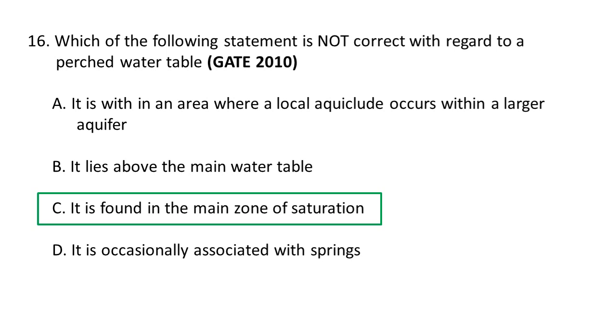So this is not correct with regard to the perched water table, whereas the perched water table is within an area where local aquiclude occurs within a larger aquifer. This is correct, and this perched water table lies above the main water table. This is also correct, and it is occasionally associated with the springs. This is also true. So the statement which is not correct with regard to the perched water table is it is found in the main zone of saturation. So C is the correct option.